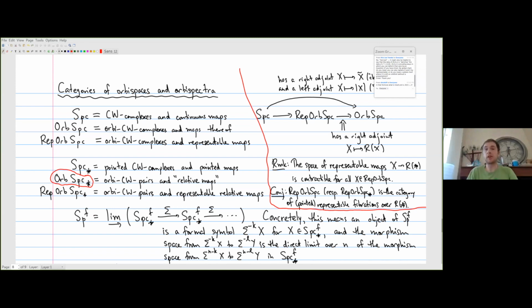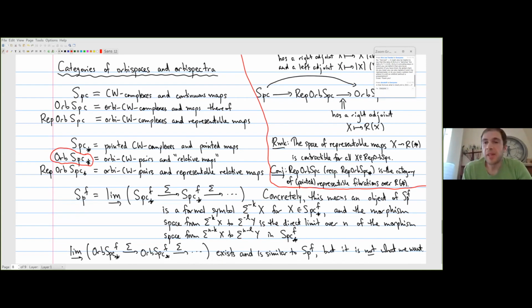So now you can form the category of finite spectra. That just means you take this category of finite CW pairs and take the direct limit under applying the suspension functor. Concretely, an object of this category of finite spectra is a formal symbol sigma minus k of x, a formal desuspension of a finite pointed CW complex. And the morphism space is given by this direct limit over suspending.